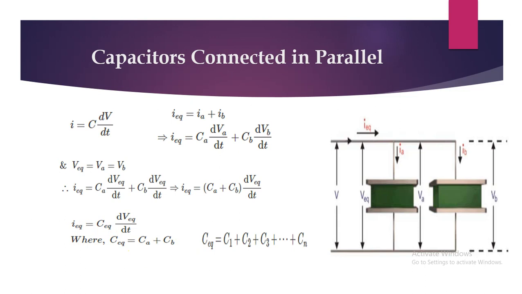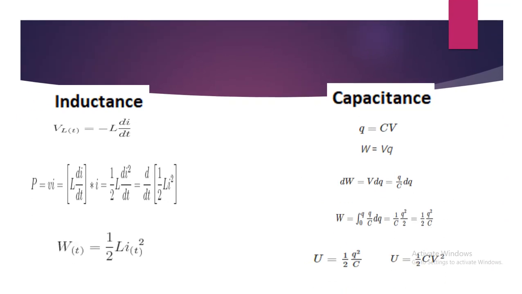If we are connecting n number of capacitors in parallel, the value is C equivalent equal to C1 plus C2 plus C3 plus Cn. So here are some calculation parts for both inductance and capacitance. Basically these two are energy storing elements. One is acting to oppose the sudden change in current, inductance. The other one is acting to oppose the sudden change in voltage, capacitance.